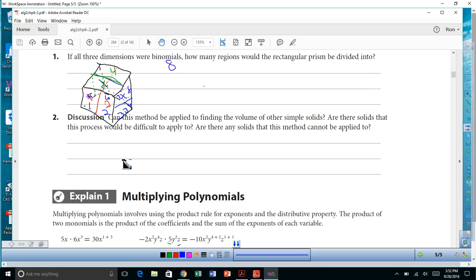Can this method be applied to finding the volume of other simple solids? Sure, usually you can with simple solids, yes. Are there solids where this process would be difficult to apply to? Yes, most definitely. Not all solids are that easy. This is a regular cube. It's pretty easy to break it up. Are there any solids that this method cannot be applied to? Let's see. Spheres come to mind. S-P-H-E-R-E. Spheres. You can't do that. Finding the volume of any object is pretty hard, especially spheres and stuff like that.